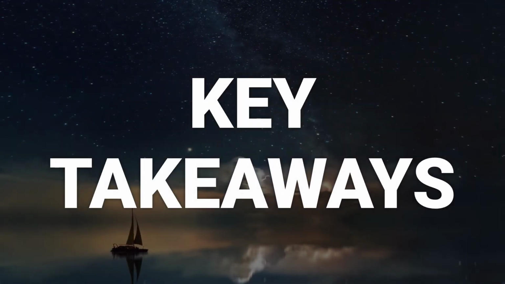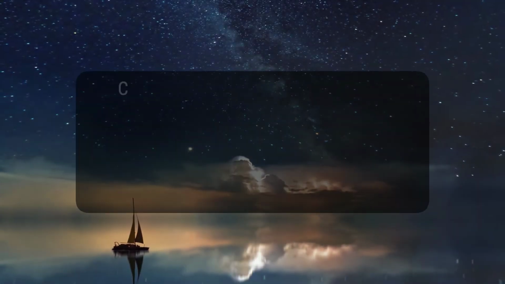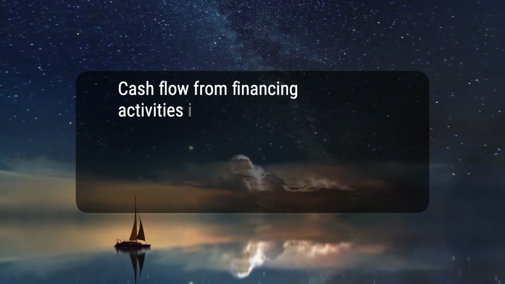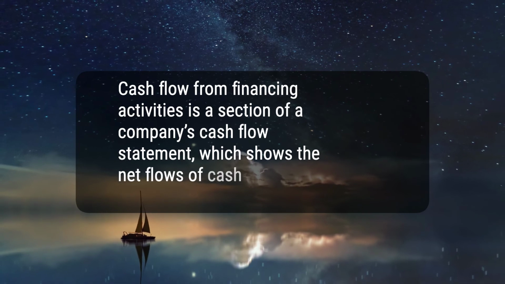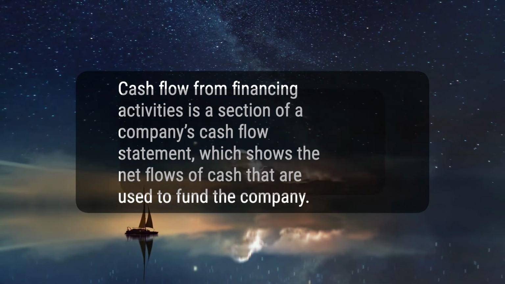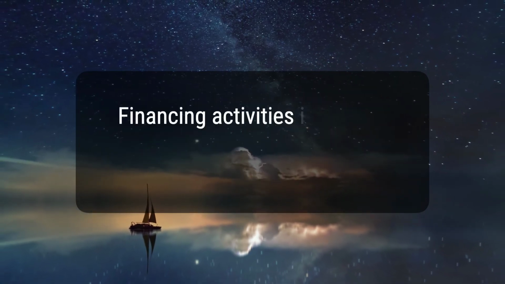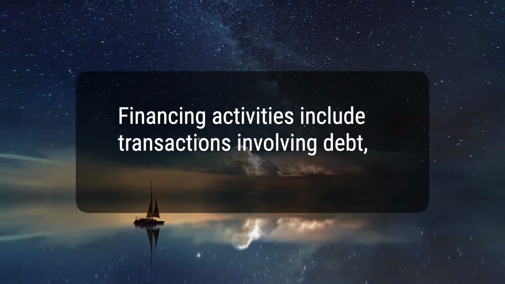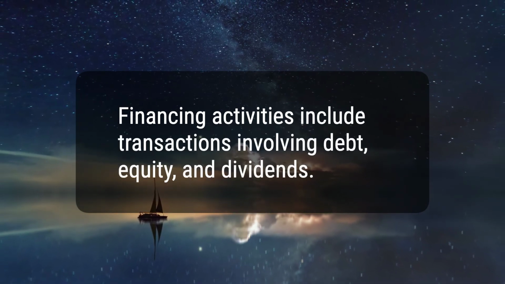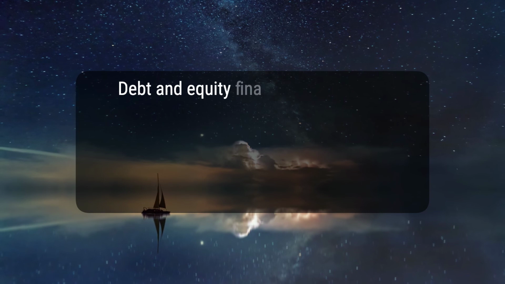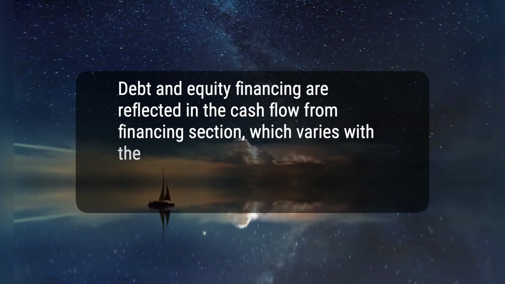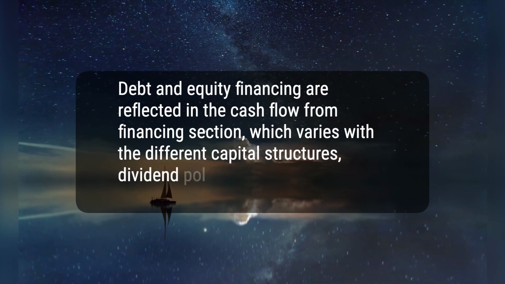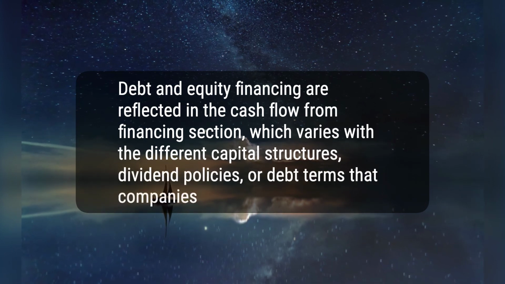Here are three key takeaways. 1. Cash flow from financing activities is a section of a company's cash flow statement, which shows the net flows of cash that are used to fund the company. 2. Financing activities include transactions involving debt, equity, and dividends. 3. Debt and equity financing are reflected in the cash flow from financing section, which varies with the different capital structures, dividend policies, or debt terms that companies may have.